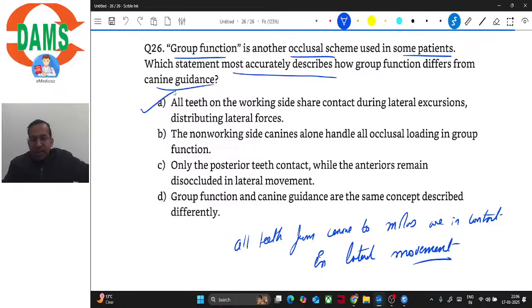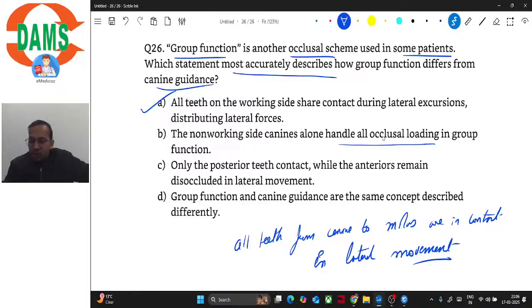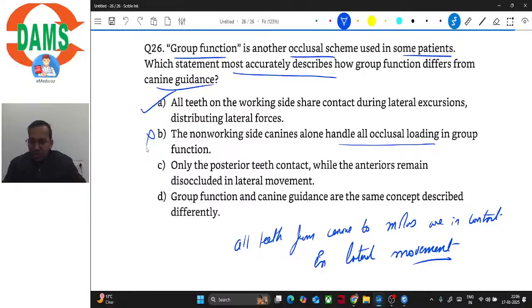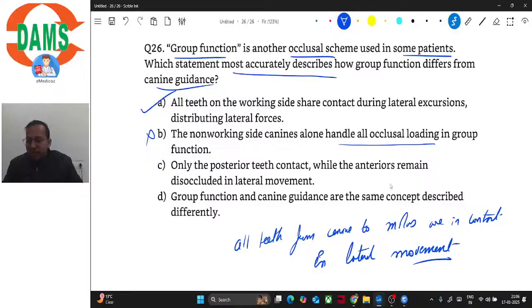So obviously option A is incorrect: the non-working side canines alone handle all occlusal loading. As I have told you in class, there is no occlusal contact on the non-working side, and if that is present, it is the most damaging contact in natural dentition, right? So we need to remove it. Only the posterior teeth contact while the anteriors remain disclused in lateral movement. Again, it is incorrect because canine is an anterior tooth. So there is contact from canine to molars. So all the posteriors and canine are in contact.